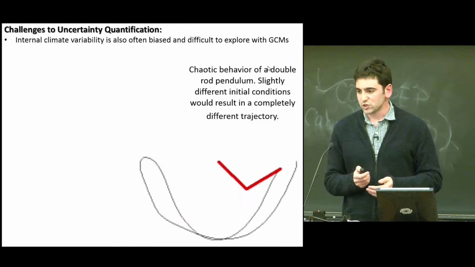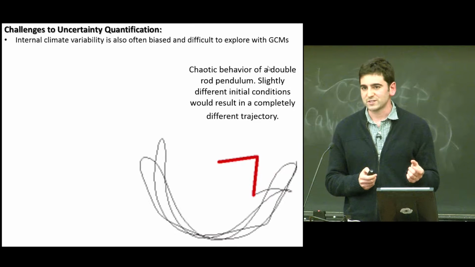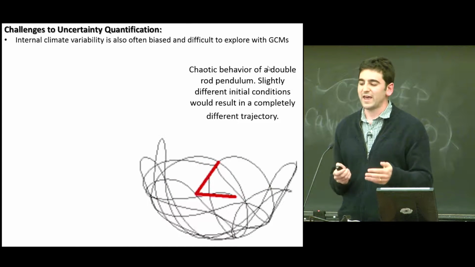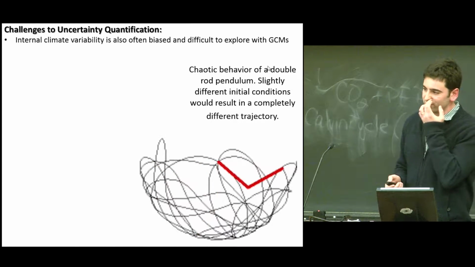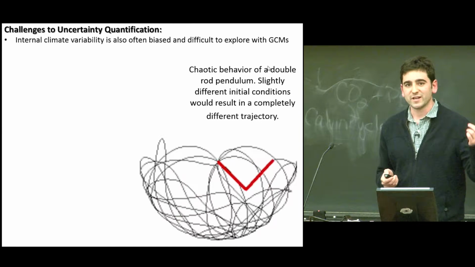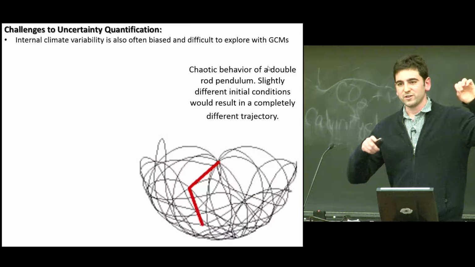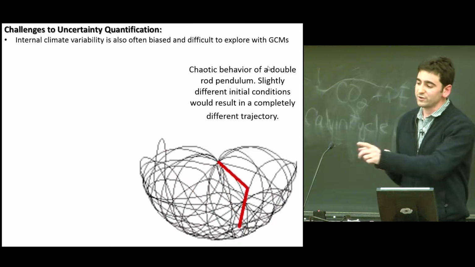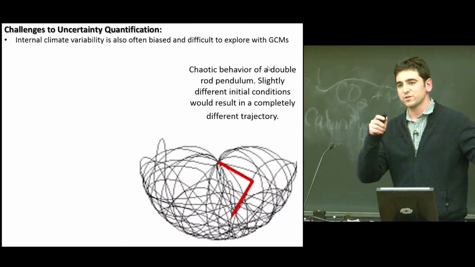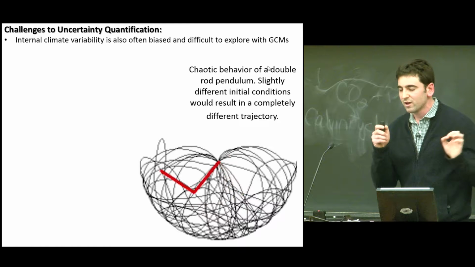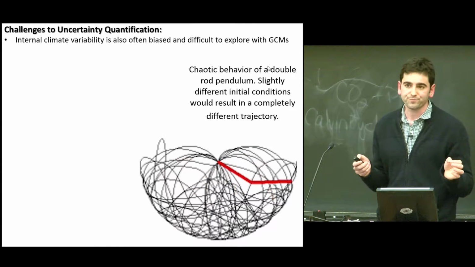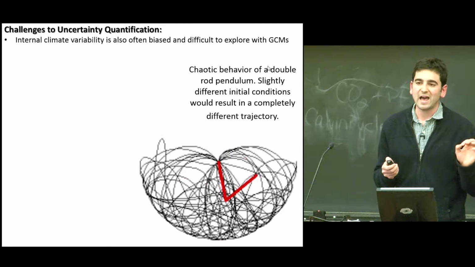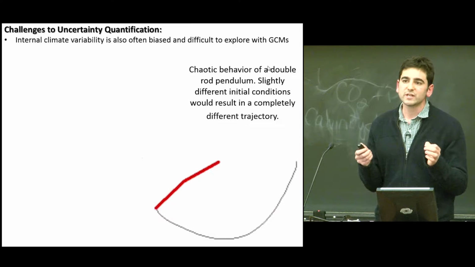In addition to that sort of issue, another issue that I think is really important to stress is just the issue of natural variability. And so I was trying to think, how do you show chaotic variability? So here's a little animation of a chaotic double rod pendulum. The idea here is you have this double rod pendulum, you set it up, you let it go, and it starts bouncing around, and it's a very chaotic system. And it traces out this line, but if you were to change the initial conditions of where you let that pendulum go just a little bit, the path that it would trace out would be completely different. And the climate system can be very similar. The projections that we have can be very sensitive to initial conditions.